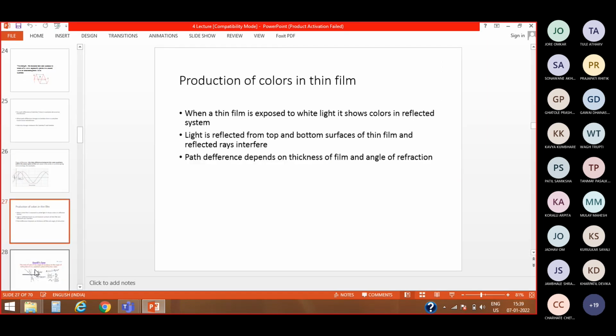Production of colors in thin films. When a thin film is exposed to white light, it shows colors in reflected light. Light is reflected from the top and bottom surfaces of the thin film, and the reflected rays interfere with each other. The path difference depends on the thickness of the film and the angle of refraction. So path difference किस पे depend है? It depends on how thick the thin film is, and the angle of refraction. इसके ऊपर वो रहता है.